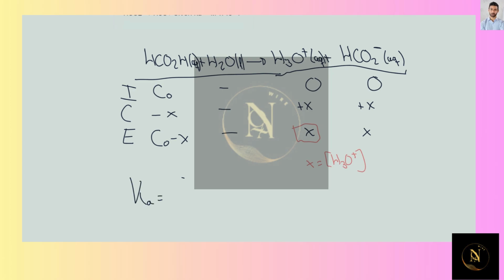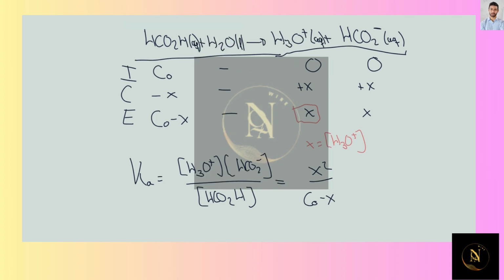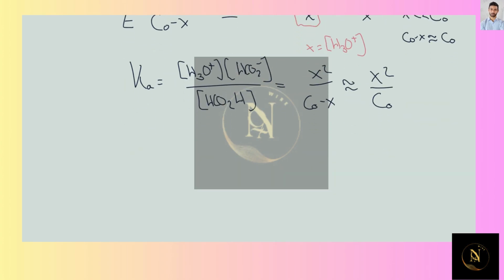Thus Ka, which is equal to the concentration of H3O+ times the concentration of HCO2- divided by the concentration of the weak acid HCO2H, becomes x squared divided by C0 minus x. Now over here, since the value for Ka is small, we can approximate that x is much smaller than C0, thus C0 minus x is approximately C0. Thus, we get x squared over C0. Solving for x, this is equal to the square root of Ka times the initial concentration.